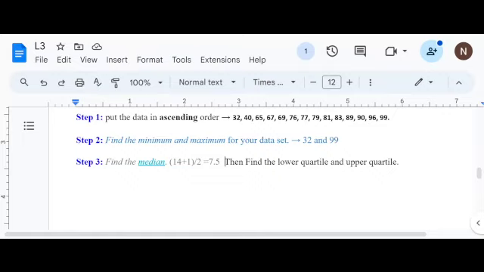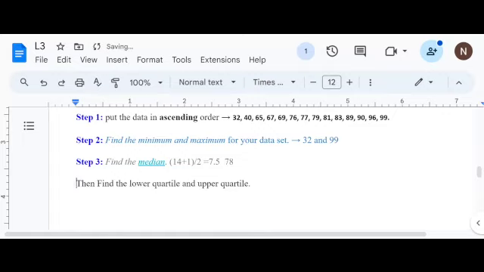So we take that number. It's not there, but we write it down. 78. Another method: we add the two numbers in the middle and then divide them by 2. Okay, 77 plus 79 divided by what? By 2. And they give you 78. Same answer. Correct?